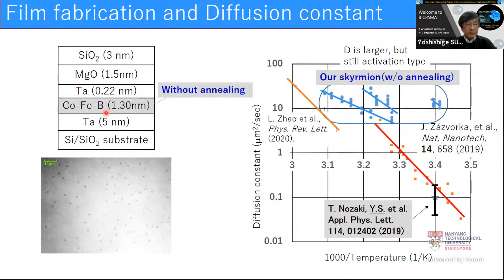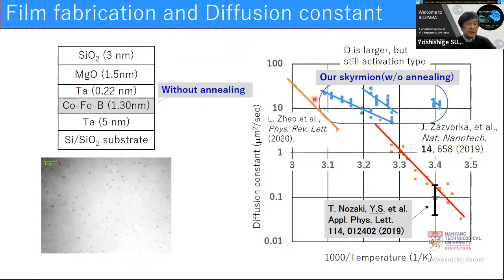Usually, cobalt iron boron film in the magnetic tunnel junction is annealed to obtain a high tunnel magnetoresistance ratio, but we found, however, this crystallization process increases the pinning site of the skyrmion and reduces the diffusion constant. Therefore, we made a film without annealing.